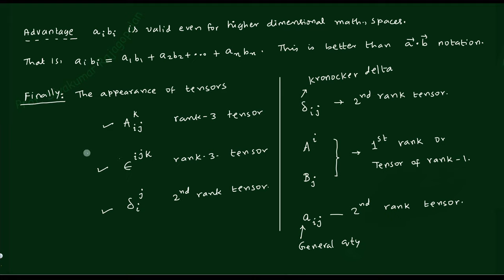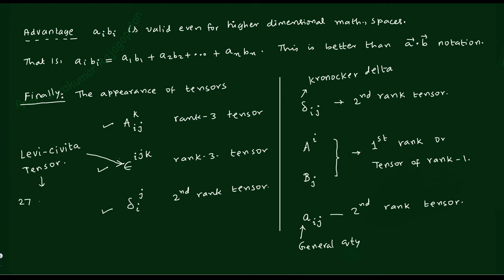There is a special name for the epsilon. Let me also write down, later I will explain what it is. It is known as the Levi-Civita tensor. Okay, Levi-Civita tensor. It is a third rank tensor. There is nothing special there. It's just taking some numbers.